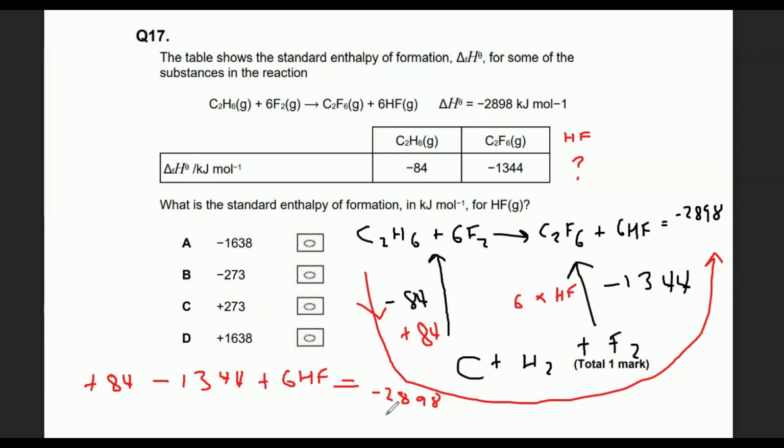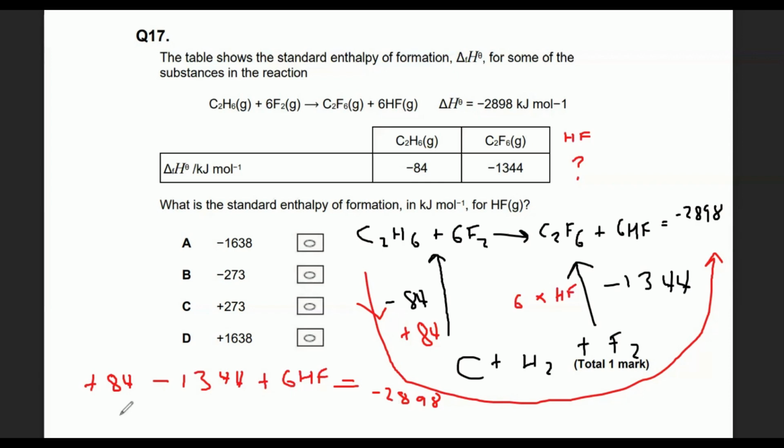So I'm going to go minus 2898 minus 84 gives me that. Then I want a plus 1344. So let's go through that. I've just waffled my way, right? So first of all, I'm going to take away 84 from each side. And if I do that, I get minus 2898, take away 84.